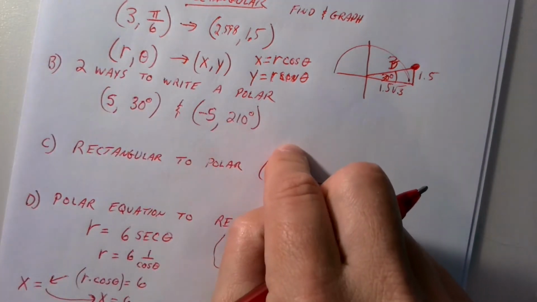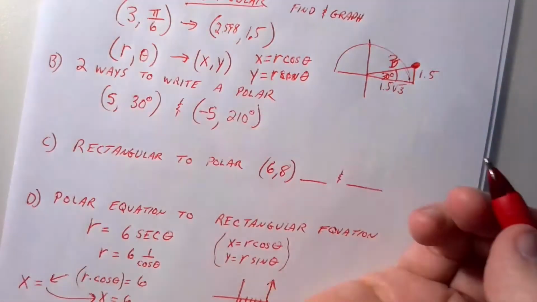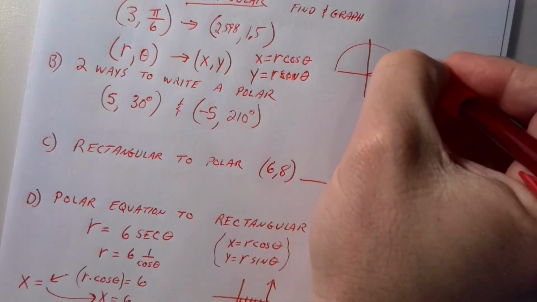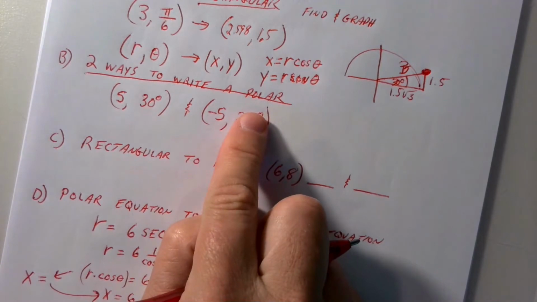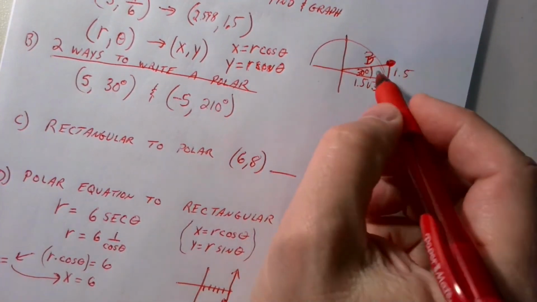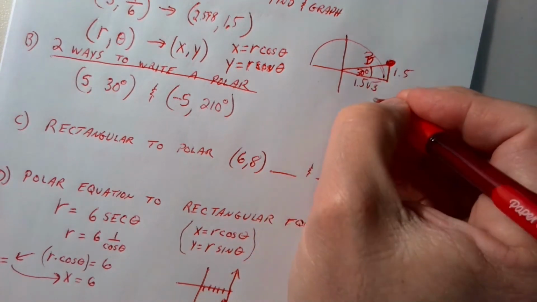Okay, so I know that there's a one-to-one correspondence here, but in reality, I can actually represent this point two ways when I'm using a polar coordinate. Okay, so you're like, what? How the heck could I do that? Well, one of you might say, well, if this is 30 degrees, can I just go 390 degrees?